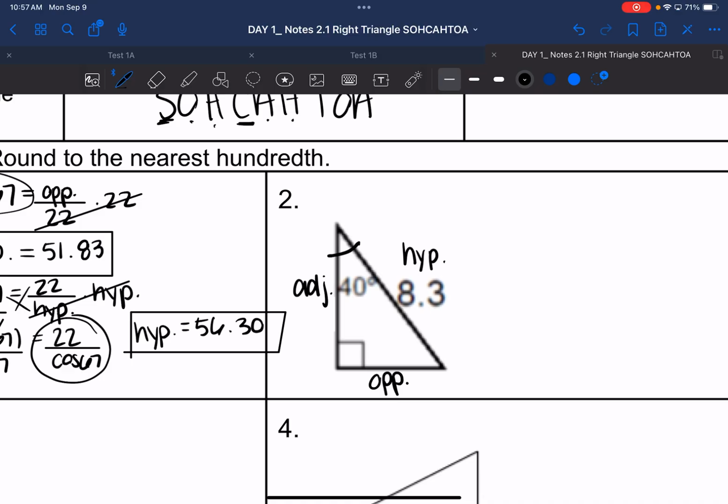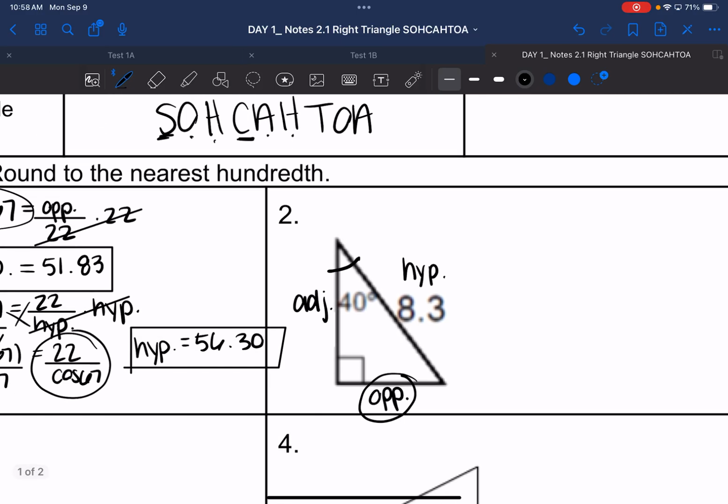All right, so we're looking for adjacent and opposite. Let's say I'm looking for the opposite first. So I'm looking for opposite and I know hypotenuse. So if I go look back at my list, which ratio has opposite and hypotenuse? Sine. So I have to use sine. So I'm going to have sine of 40 degrees is equal to opposite over hypotenuse, which is 8.3.